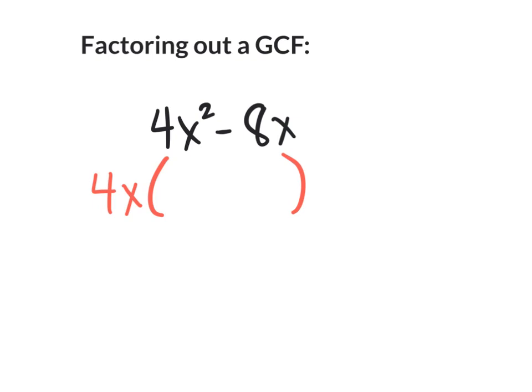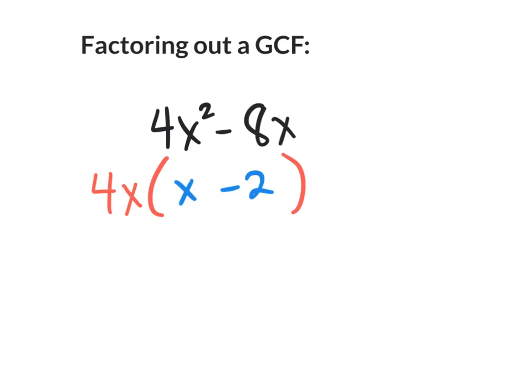If it were distributive property, you'd go 4x times what would get you that 4x squared? That would be a single x. And then 4x times what would get you a minus 8x? Well, to change the 4 to an 8, you're going to have to multiply by 2. And to get that minus 8, you have to put a minus 2 right there. So let's all put a minus 2 right there. And this is factoring out a GCF. Pretty easy, right? You just look at all your terms and pull out what's in common.